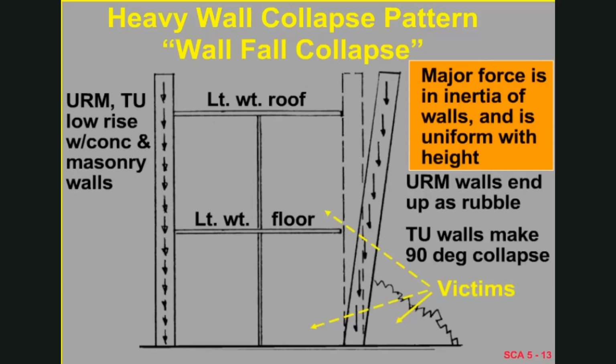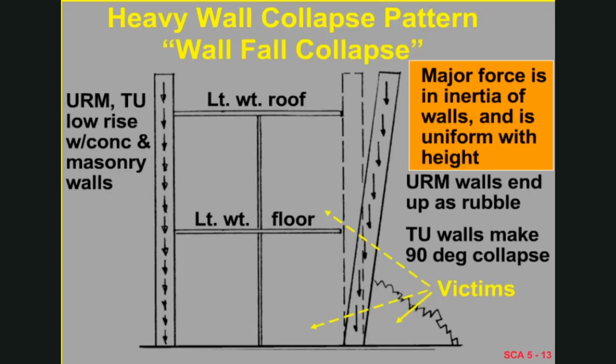Next type of collapse pattern is that with heavy walls. These buildings could be, again, URM, tilt-up, or any low-rise building that has a heavy wall made out of concrete or masonry units. In this case, the earthquake shakes the building. The connection between the floors and roof and the wall is broken, and the gravity forces generated in the wall get offset. The wall then gets thrown to the ground.